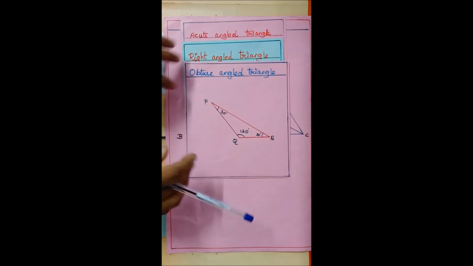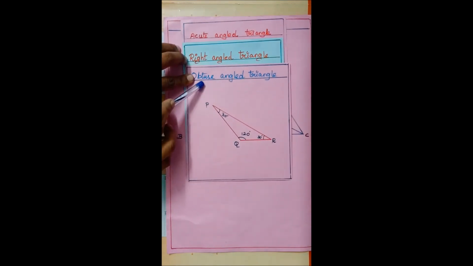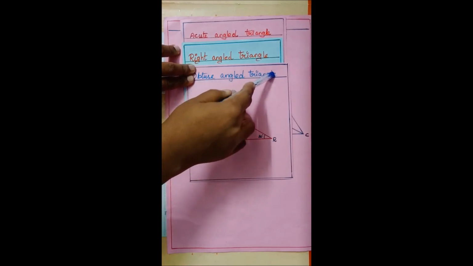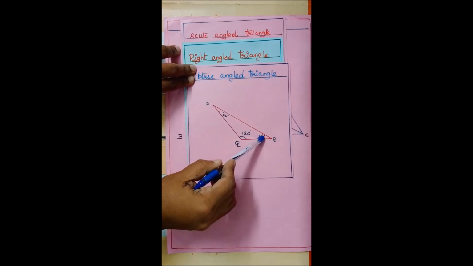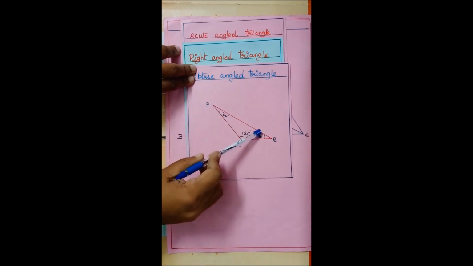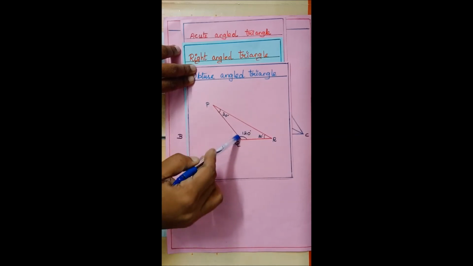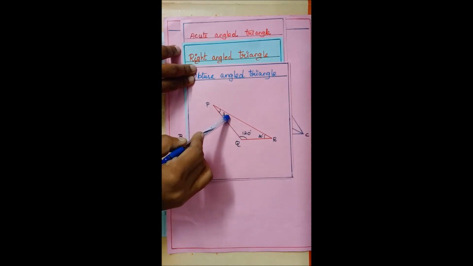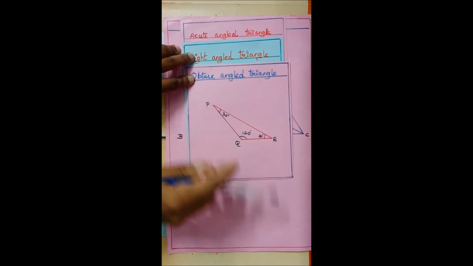Next we are going to see types of triangle based on angles. First we are going to see obtuse angle triangle. What is an obtuse angle triangle? If any one of the angles of a triangle is obtuse. Triangle has how many angles? 3 angles. 1, 2, 3. Observe the 3 angles. One is 30, another one is 30, another one is 120. See, 120 degree is an obtuse angle. If any one of the angles is obtuse, then the triangle is said to be an obtuse angled triangle. So this triangle is an obtuse angled triangle.